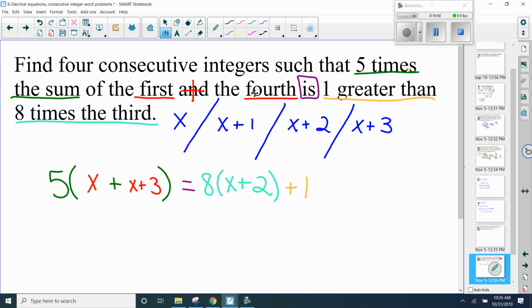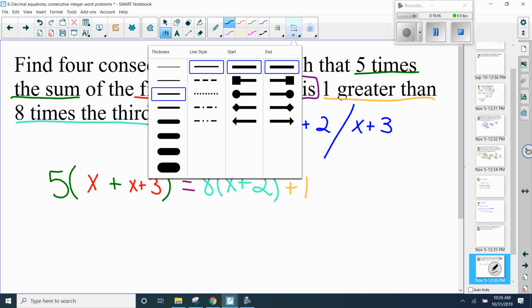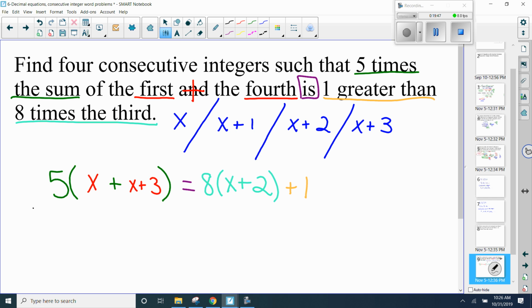Now we solve, because I want to know what those numbers are. So if I solve, what's the first step? Do you distribute or do you simplify in the parentheses first? You simplify first, right? So we have 5 times, in parentheses, 2x plus 3, equals, we'll leave it as 8 times x plus 2, plus 1.